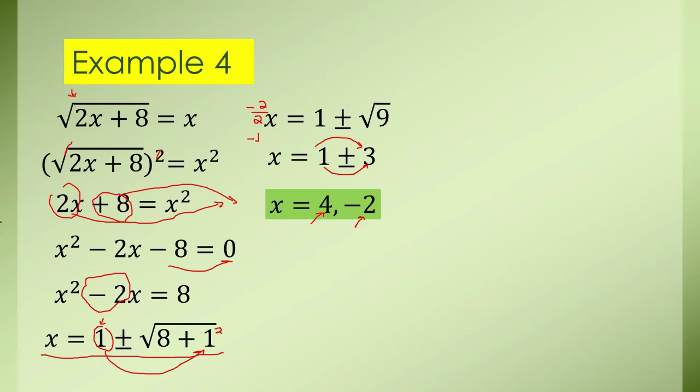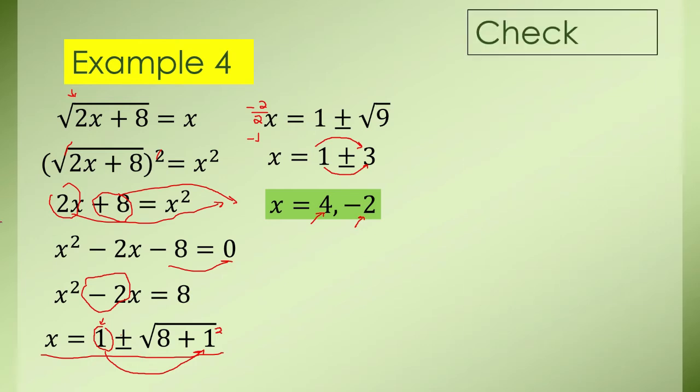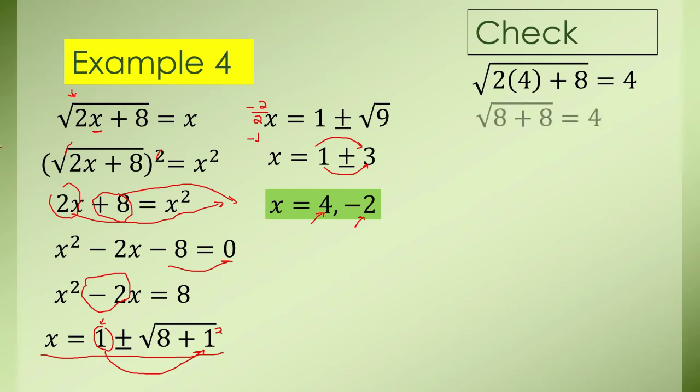Two possible solutions. What I'm going to do now, I'm going to check. I need to check every possible solution. Always, you have to check. I substitute 4 in the original equation. You change the x by 4. 2 times 4 is 8, plus 8 is 16, and the square root of 16 is 4. 4 is equal to 4, then 4 is a solution.